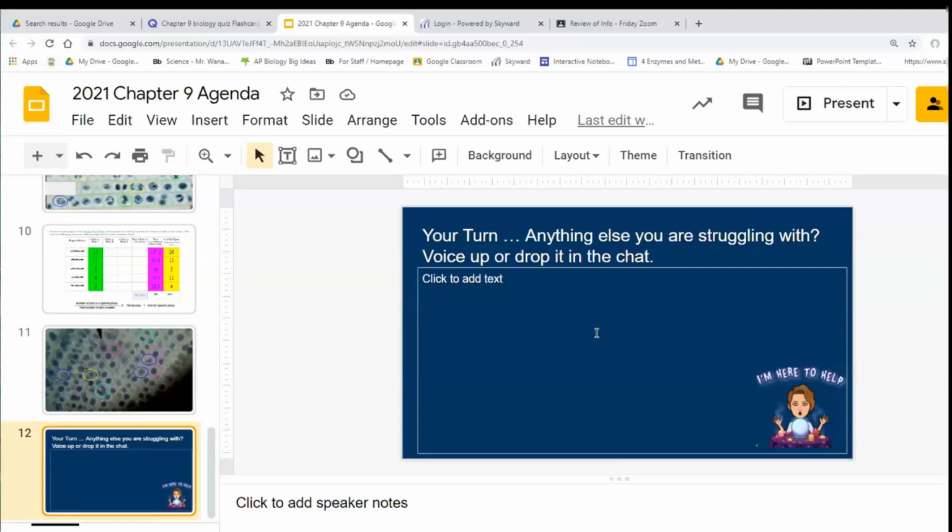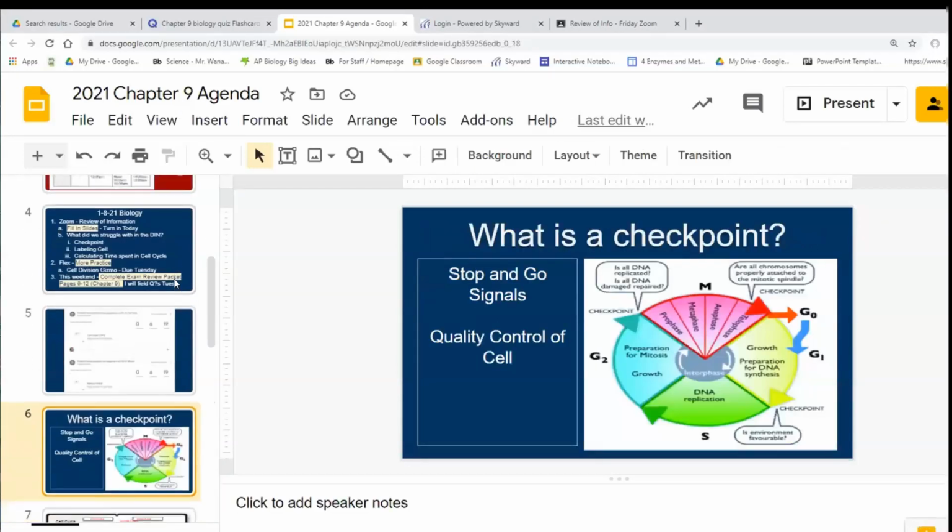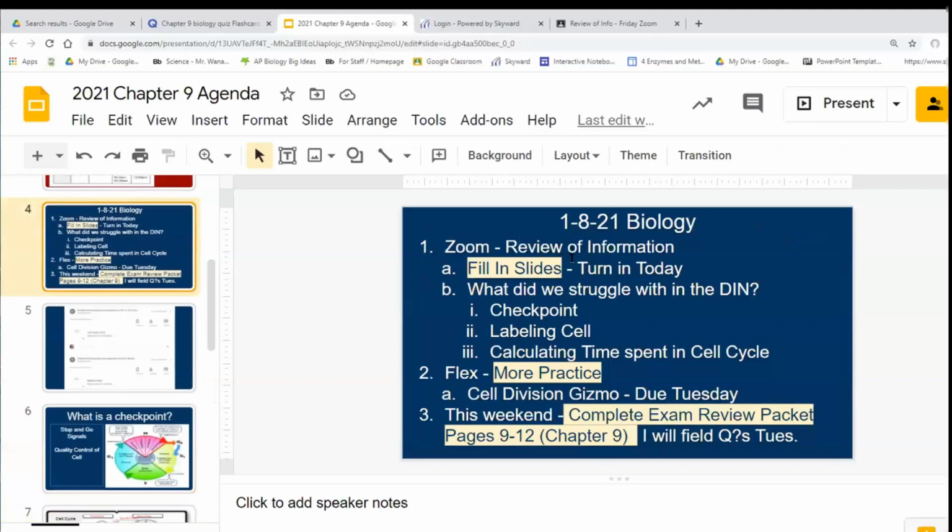Okay? Going back to the agenda. We got the slides filled in, turned in. Today you're going to do more practice using the gizmo. And over the weekend you're going to work on your chapter 9 portion of the exam review. We're not going to have a separate chapter 9 test. We'll just have what's on the exam. Any questions of the goings-ons or the topic?